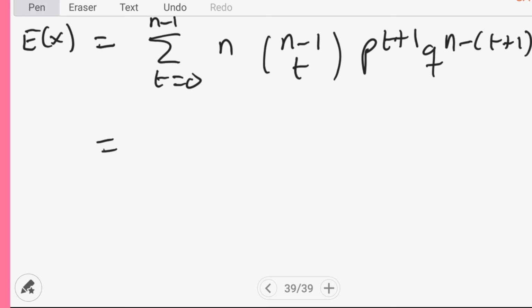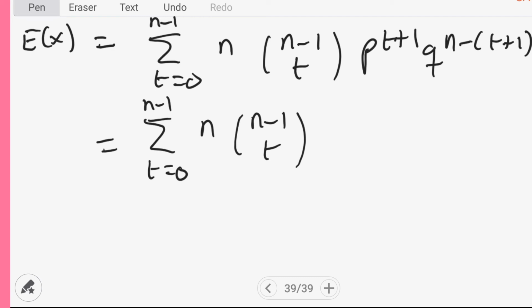Alright, so now you realize that we can actually write this as t from 0 to n minus 1, and then we have our n minus 1 combination t. Now let's express this p to the power t plus 1 as p to the power t dot p to the power 1, and then we can also write our q as n minus t plus 1.